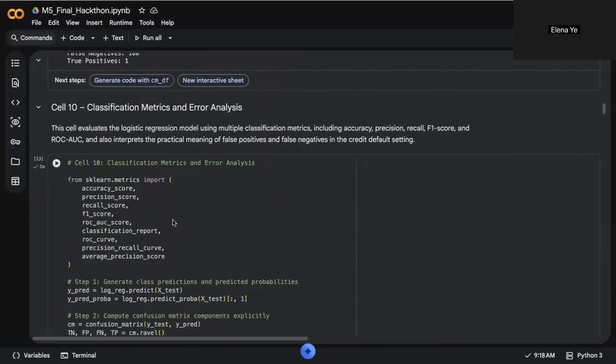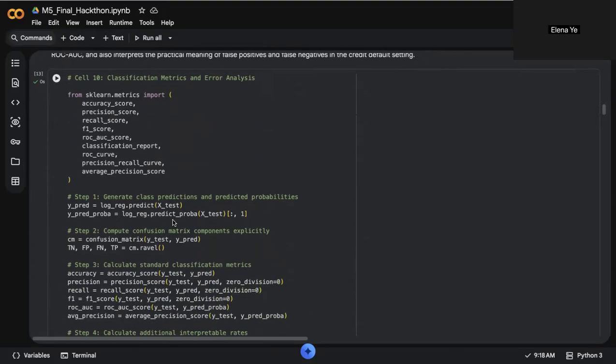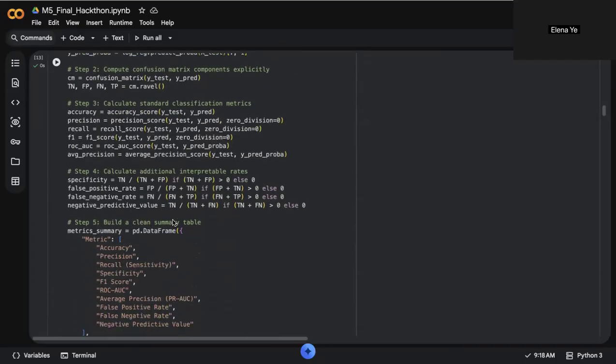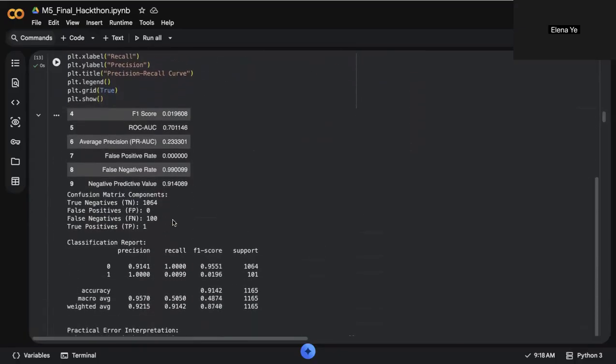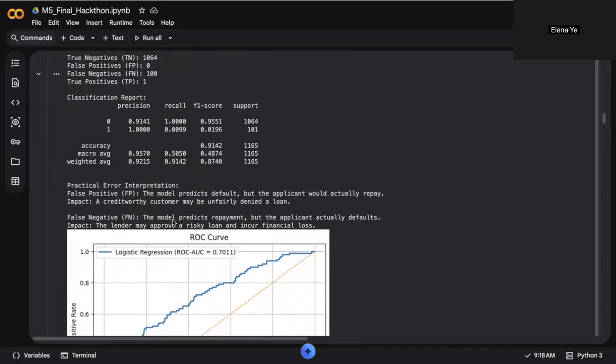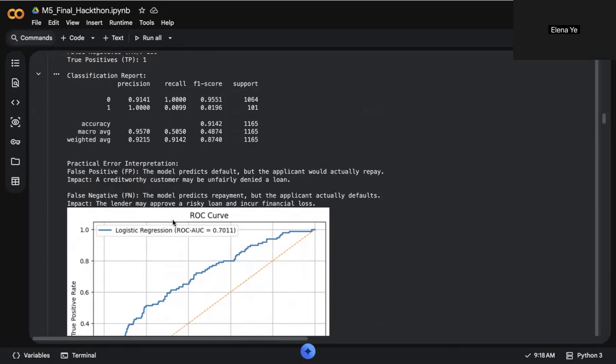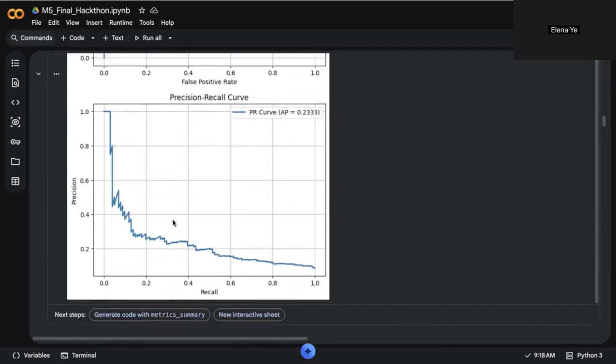And then to evaluate the model's performance more comprehensively, I also calculate several metrics, including accuracy, precision, recall, F1 score, and ROC AUC. Using multiple metrics helps provide a more balanced evaluation of the model, especially in imbalanced classification problems like credit default prediction.